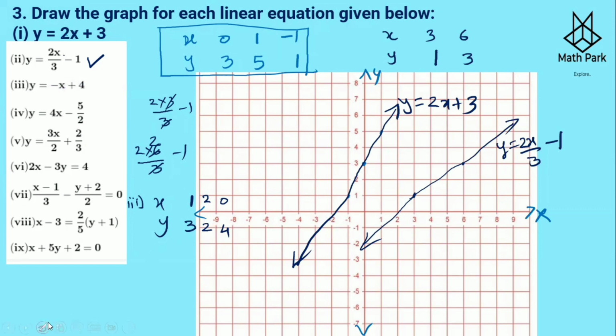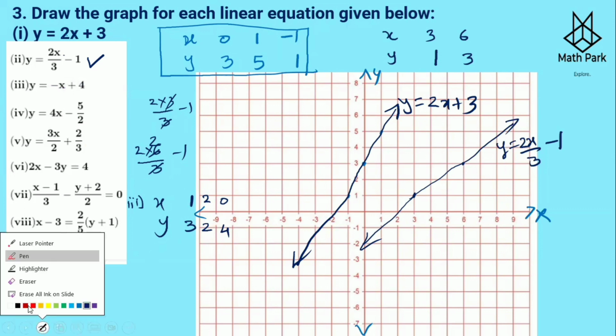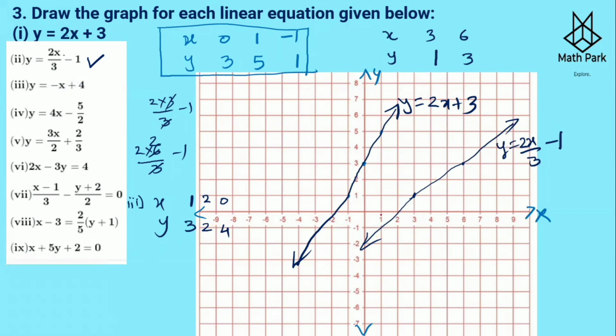So we have 1, 3. Let us draw this graph for the third one. So 1 and 3 is this point. Then next is 2, 2, and then 0, 4. So x is 0 and y is 4, it is going to lie on the y-axis. So these are the 3 points for the third one. So let us join them and extend it. So this is how our graph for the third one, that is y is equal to minus x plus 4, is done. We have done with these 3.